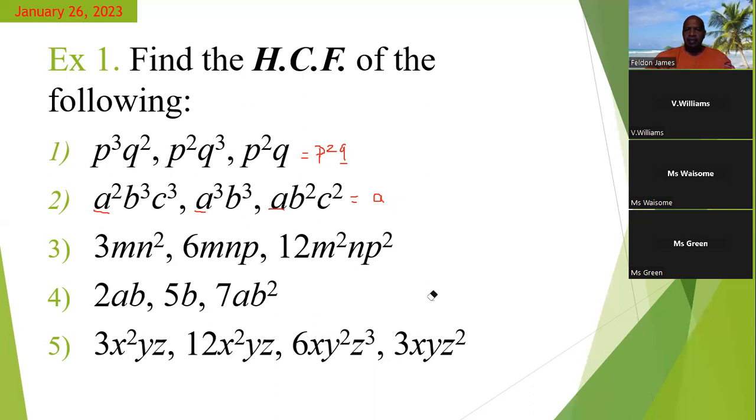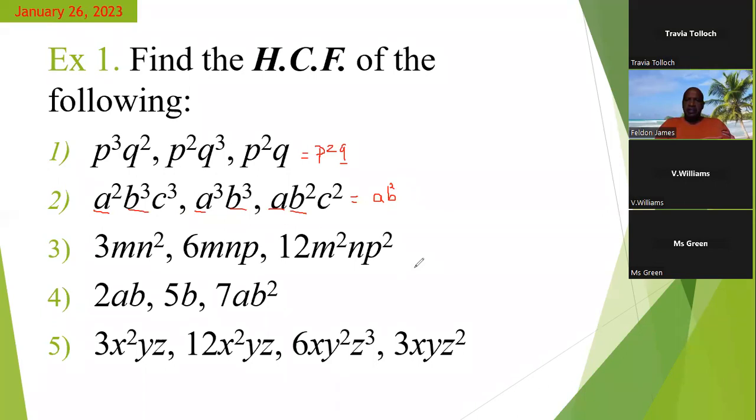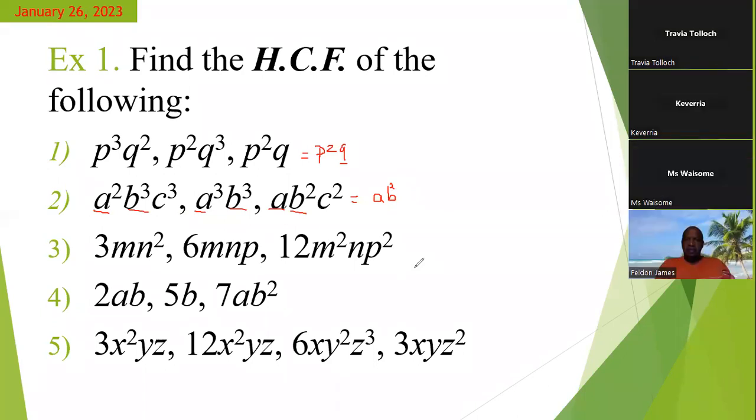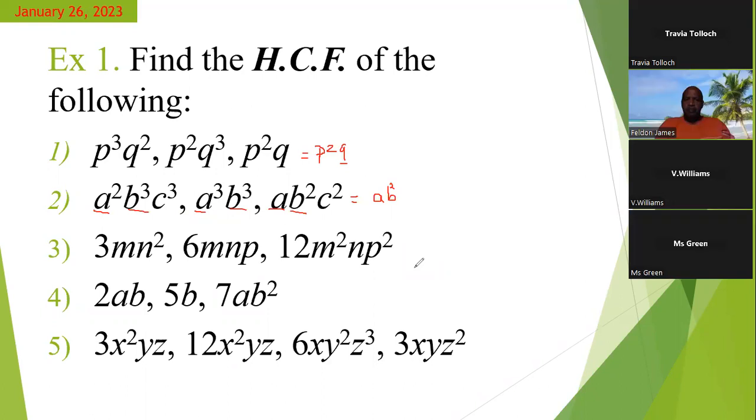So for the B now, B is common to all three. So we would just take B squared. That's A B squared. Right, sir. All right. Let me see who are in agreement with this one. Who have gotten this correct then, sir? All right, good. Now, question 3.